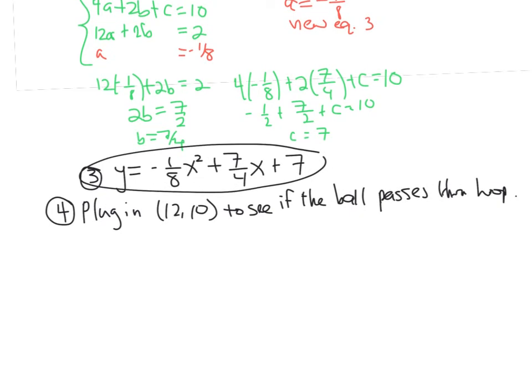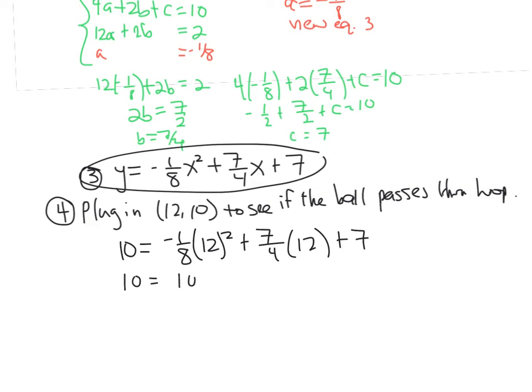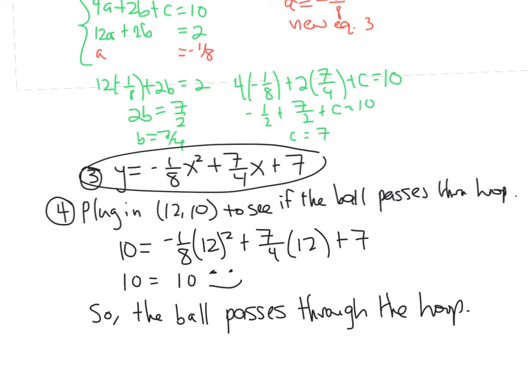Okay, so here we go. 10 equals negative 1 over 8 times 12 squared plus 7 over 4 times 12 plus 7. And then I would type that right side exactly like I see in a calculator to see if it equals the left side. It does actually equal. And if it is a true statement, does that mean the ball passes through the hoop? Yes. We can say because this is a true statement, the ball does pass through the hoop.